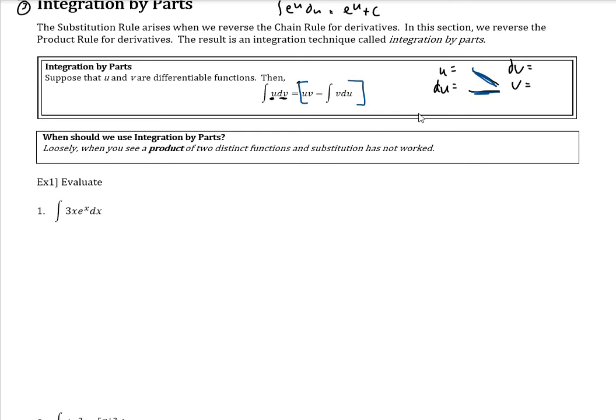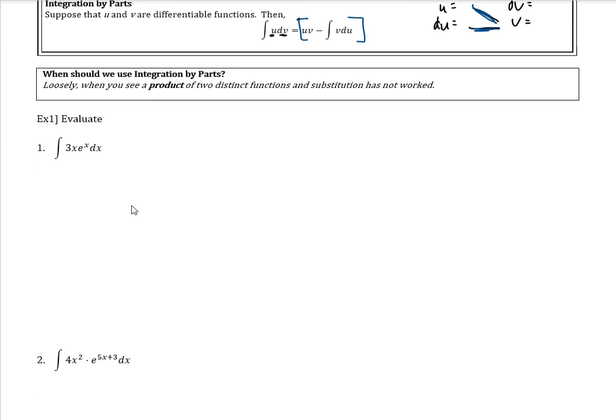Then we have to remember a little bit of an integral. So it's a whole new thing. When should you use it? Again, when you see a product of two distinct functions and substitution does not work. So let's do it on these two problems.